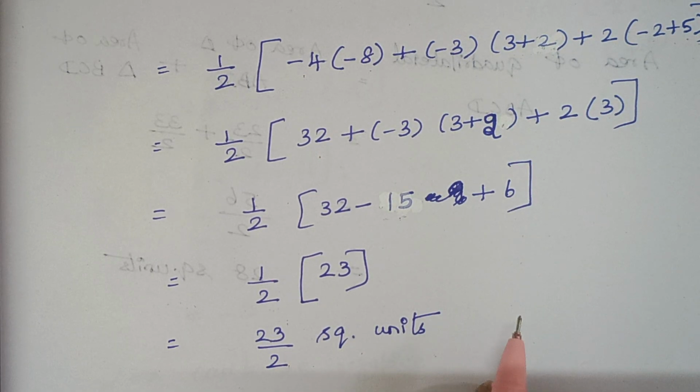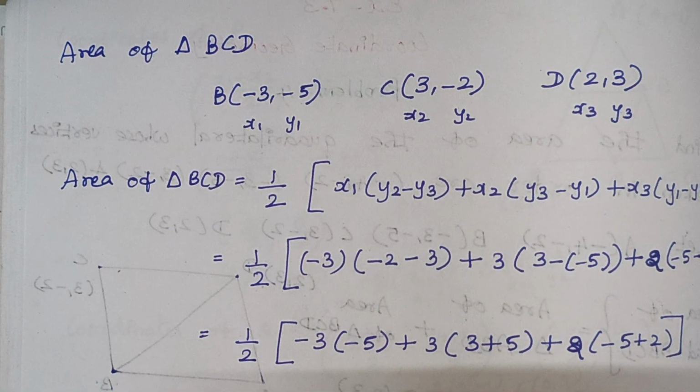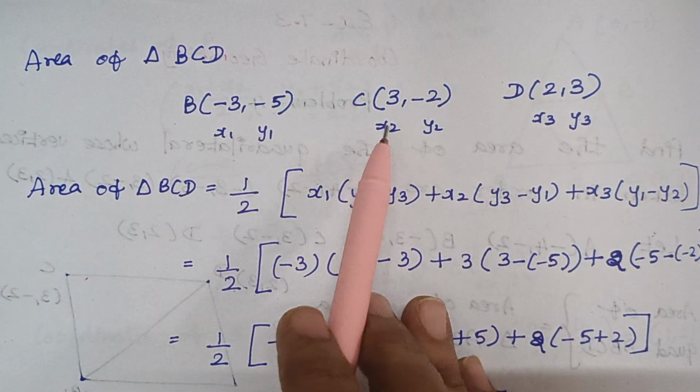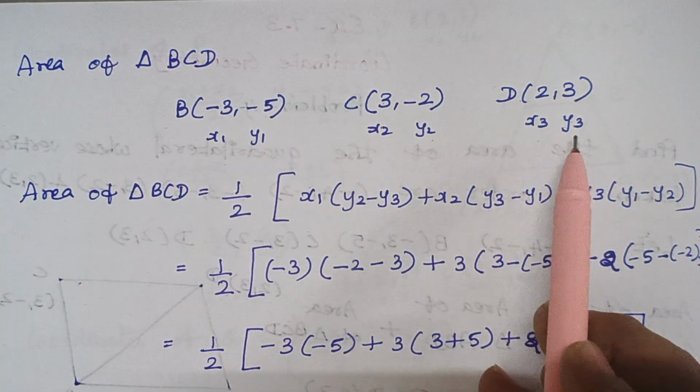Once you get a number like this, when you divide you will get an answer with decimal points. So in that case, don't divide it, keep it as such. We will check the area of the other triangle. If that triangle's answer also has 2 in the denominator, then we can simply add and finally divide. So now we are going to find the area of triangle BCD. Write down the values: B gives x1, y1, C x2, y2 and D x3, y3.